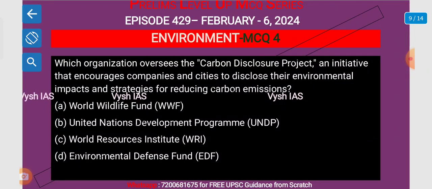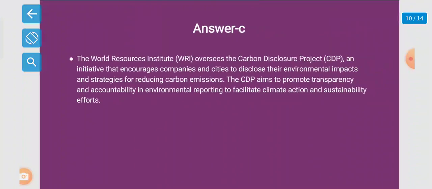Now, which organization oversees the Carbon Disclosure Project? This is an initiative that encourages companies and cities to disclose their environmental impacts and strategies for reducing carbon emissions, right? Options are A, WWF, that is World Wildlife Fund. B, United Nations Development Program, UNDP. C, Water Resources Institute, WRI. And D, Environmental Defense Fund. Right? So let us see the answer for this question as well.